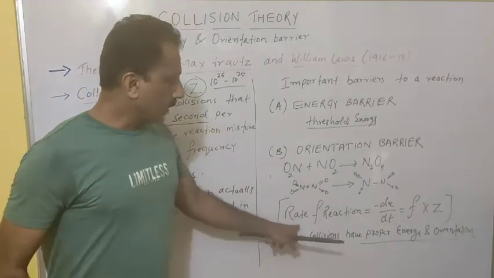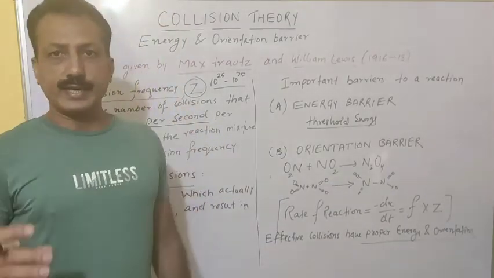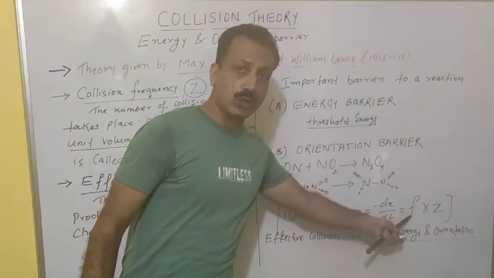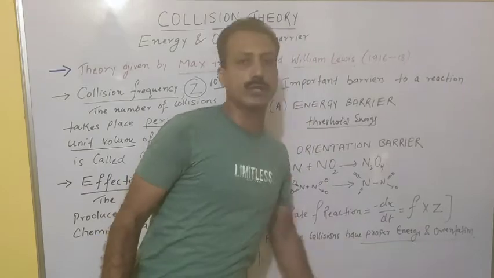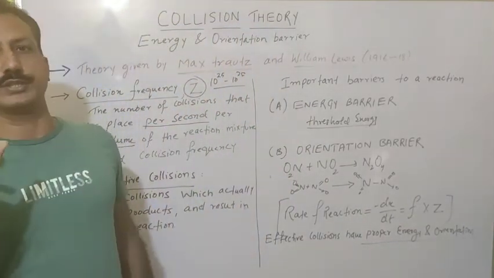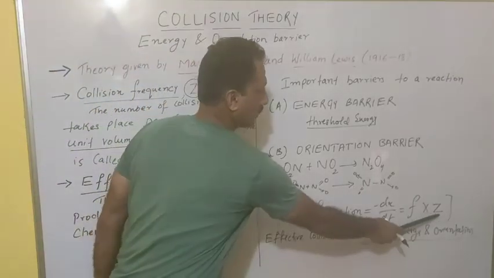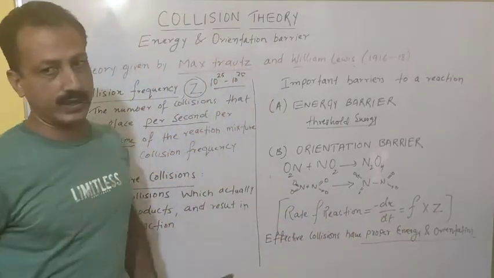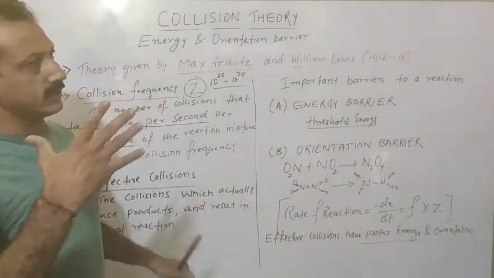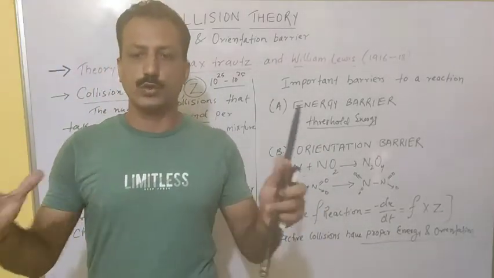products. Okay, so the rate of reaction can be shown as the product of the fraction of effective collisions and the collision frequency. So small f is the fraction of effective collisions multiplied with the collision frequency. So that gives us the rate of reaction. Okay, so I hope you have understood it, and let me just revise what this collision theory is.